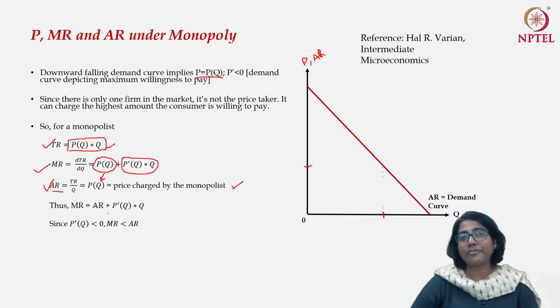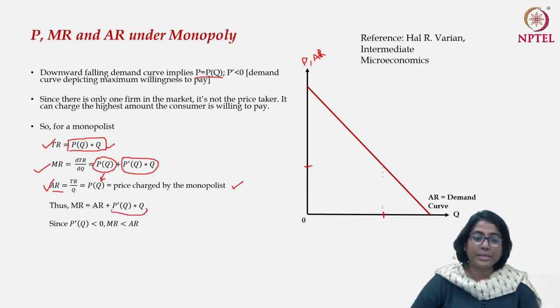Now, in case of a perfectly competitive market, we saw that the marginal revenue was equal to the average revenue, which was equal to the price, and everything was being determined from outside of the market. Here we see that there is a difference between the marginal revenue and the average revenue. Now, which is bigger, the marginal revenue or the average revenue? That is the question. That is determined by the sign of this portion.